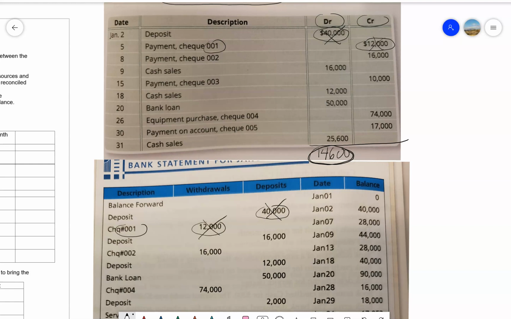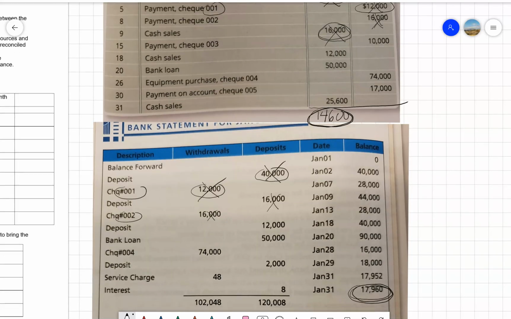What about check number 2, 16,000? Yes, that shows up on both. You have to be careful because this 16,000 check number 2 is a credit, so that should show up on the withdrawal side, and it does. The next item is a $16,000 cash debit, which is a deposit. So on the deposit side, do we show a $16,000 deposit? We do, so we can cross both of those out. We just continue on.